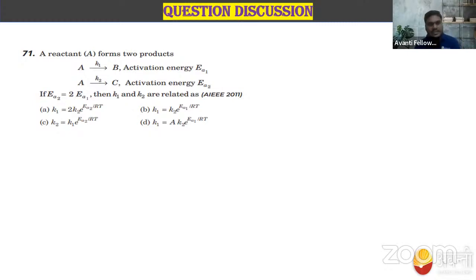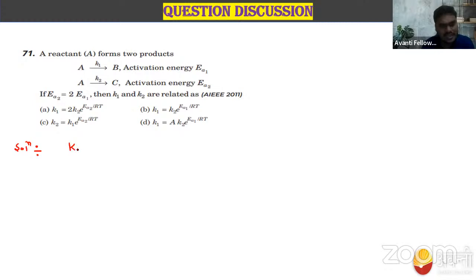Similarly, A in the presence of K2 forms C and their activation energy is EA2. Now EA2 is twice of EA1. So EA2 is twice of EA1, then K1 and K2 are related. So you have to identify how K1 and K2 are related to each other. Okay? So we know that it's a very formula based question.